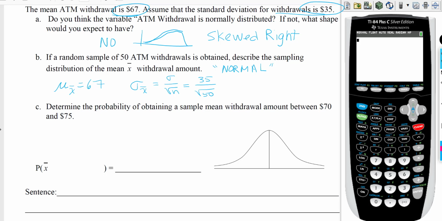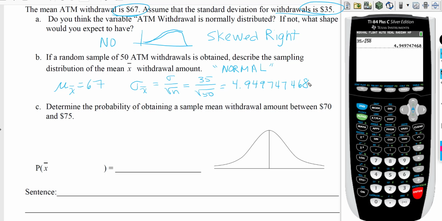So on our calculator, it'll be 35 divided by square root of 50. And I get 4.9497. Write the whole decimal down.